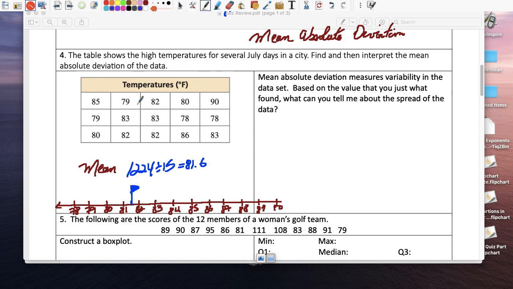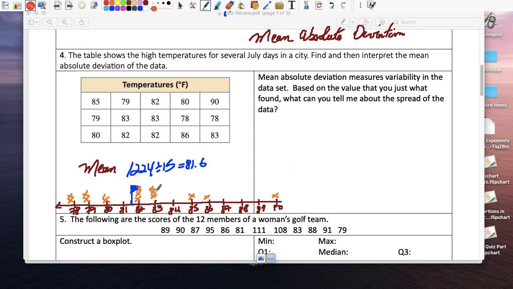And how are the temperatures? So I'm going to go one by one. Let me tape orange. There's an 85. There's a 79. There's an 82. There's an 80. There's a 90. There's 79 again. 83. 83. 78. 78. 80. 82. 82 again. 86. And 83.